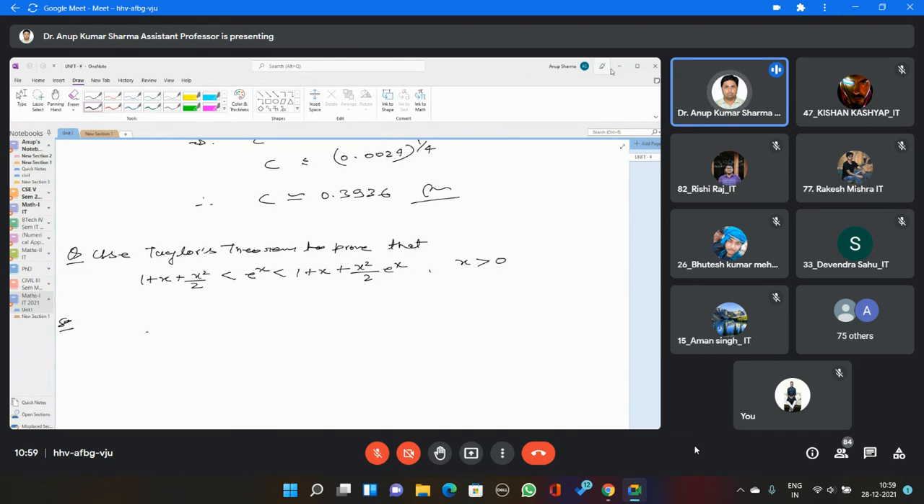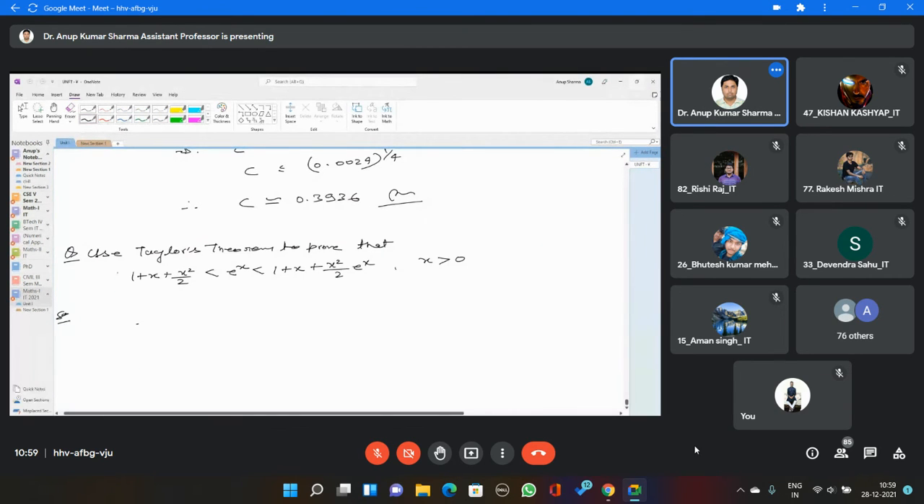Okay, so in this problem, use Taylor's theorem to establish this relation. Here the function is e to the power x. It is not written about which point, so you have to observe that. In which terms do we have to write e to the power x? Since we have to prove the relation, obviously we write Taylor's theorem about x equal to 0.